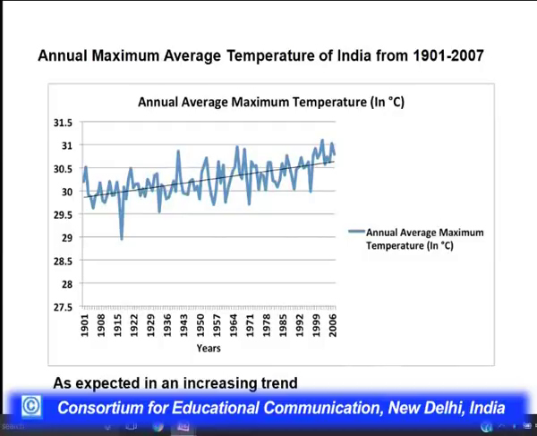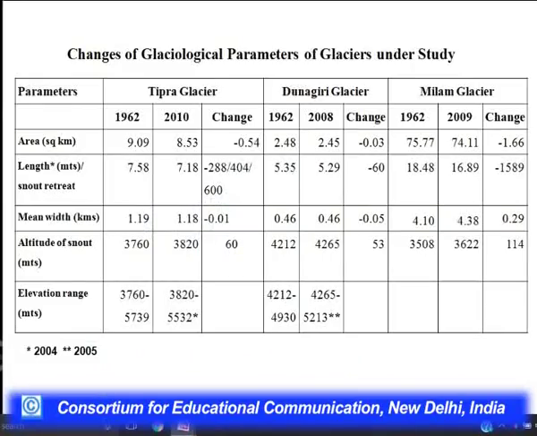Here you can see the annual maximum average temperature of India, 1901 to 2007, and you can see how the temperature is increasing, and the immediate impact of temperature can be seen on the glaciers or snow cover area. Here we collected the data for changes in glaciological parameters, particularly taking three glaciers, Tipra Glacier, Dhaulagiri Glacier and Milan Glacier, and I would like to take the data of 1962 and 2010, and then we will try to see the change.